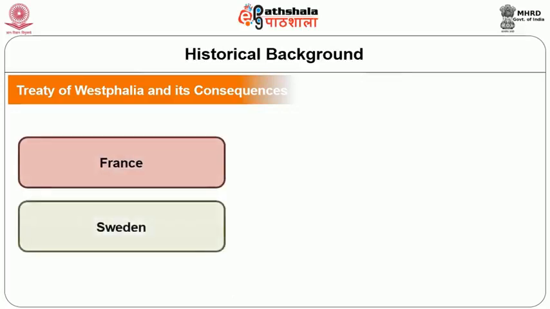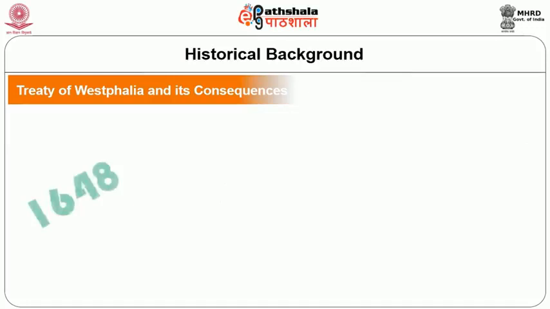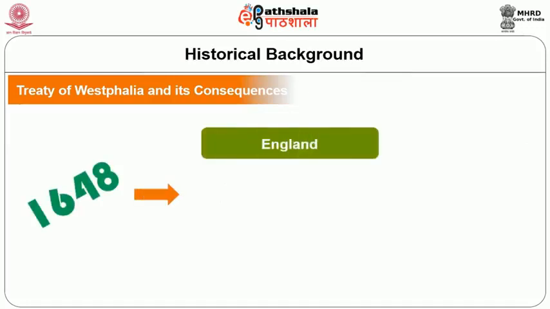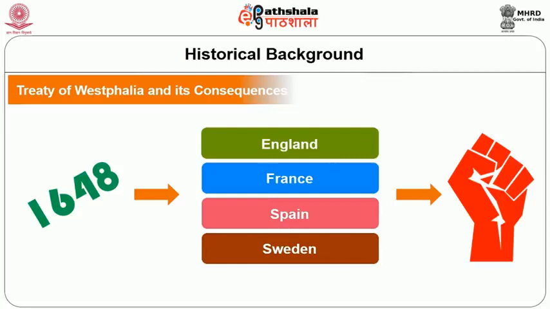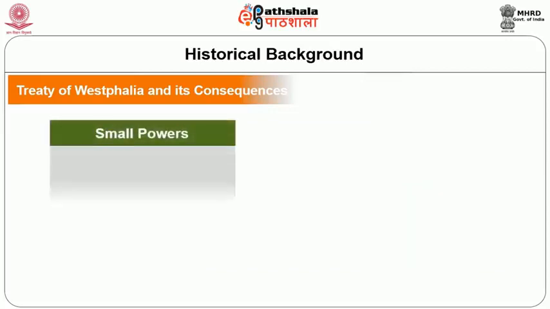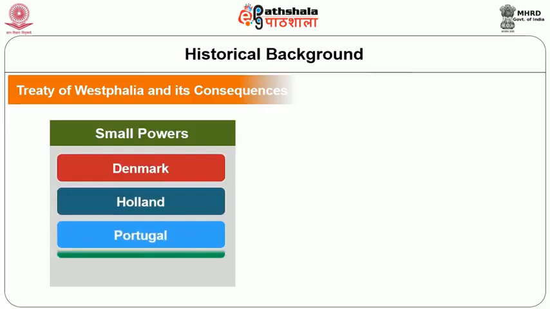France and Sweden were territorially expanding, and so was the Kingdom of Prussia. As of 1648, England, France, Spain, and Sweden were considered great powers. Small powers included Denmark, Holland, Portugal, and Switzerland.